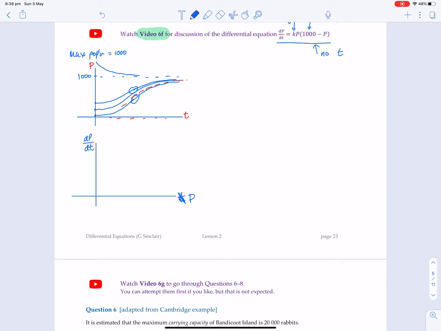So it turns out that this differential equation is not hard to graph. Have a look at it. The k is just a constant, and we've got P times 1,000 minus P. That is an upside down parabola. That is something like that.